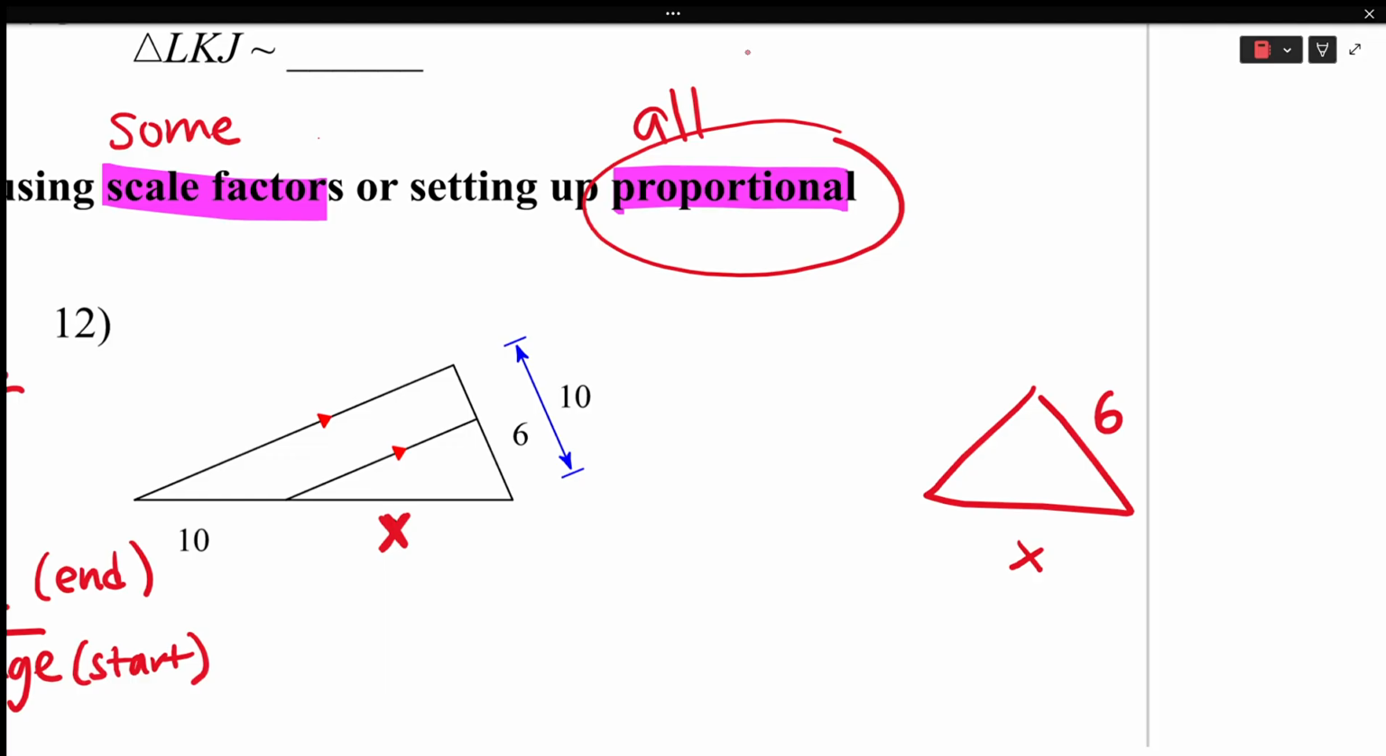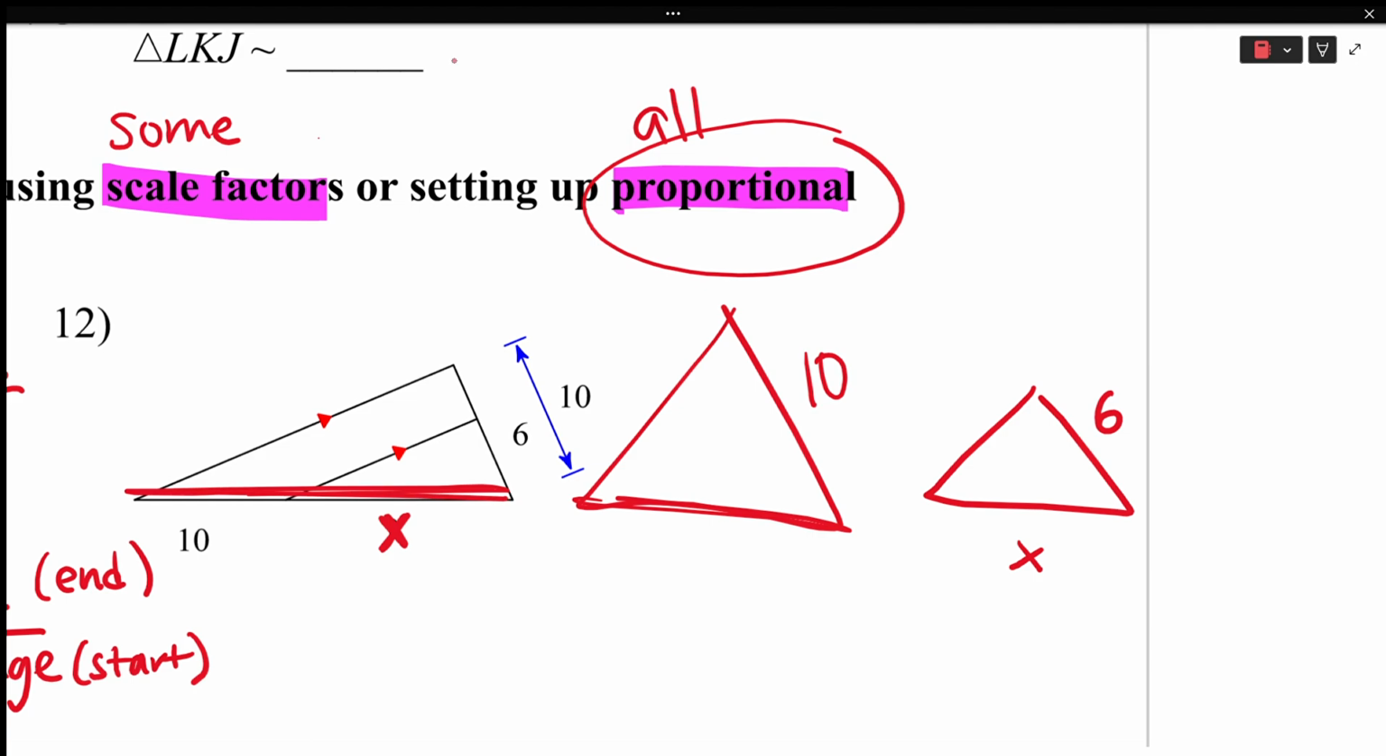And then the bigger triangle, the entire side is 10, right? And this side down here, it's all of this together. So this part is 10 and this part is x. So together it's going to be 10 plus x. Okay, that makes sense. 10 plus x.